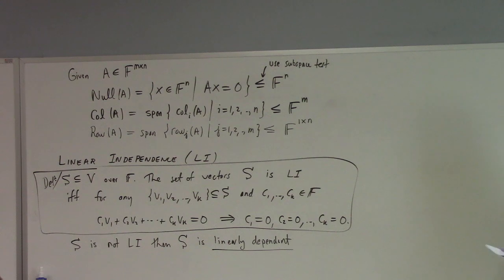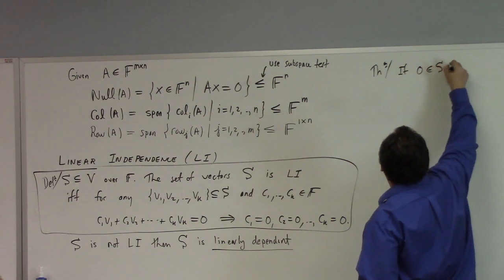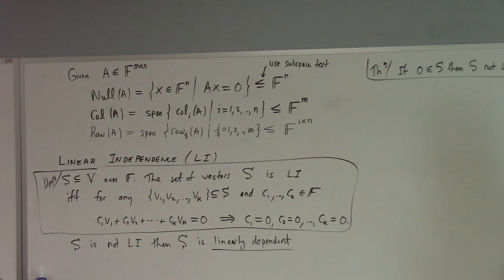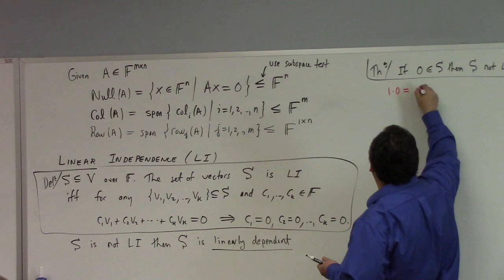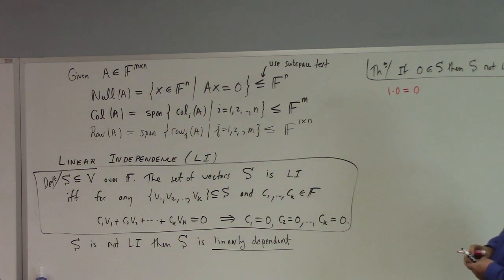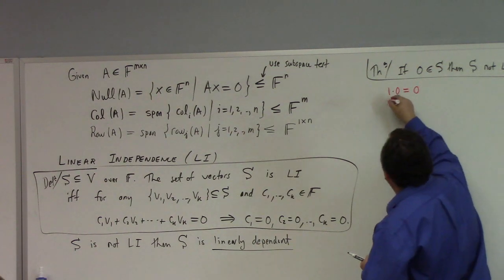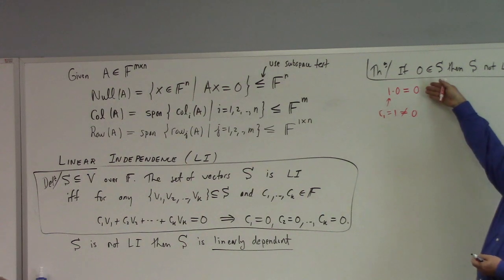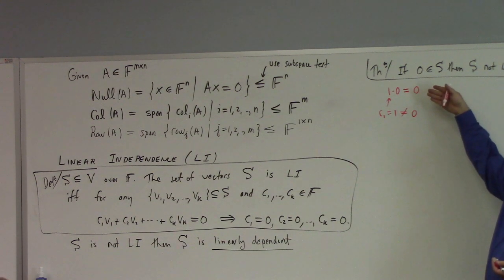Now in the notes I have that a finite set of vectors which contains zero is linearly dependent. I think this has nothing to do with finiteness, right? So here's a little theorem for you. If 0 is an element of S, then S is not linearly independent. Let's prove it. You just do 1 times 0 is equal to 0. I have zero in S, so identify this as my c1 equals 1, which of course is not equal to 0. So this is a linear combination which is 0, and yet it is not the trivial combination. Therefore, S is linearly dependent.